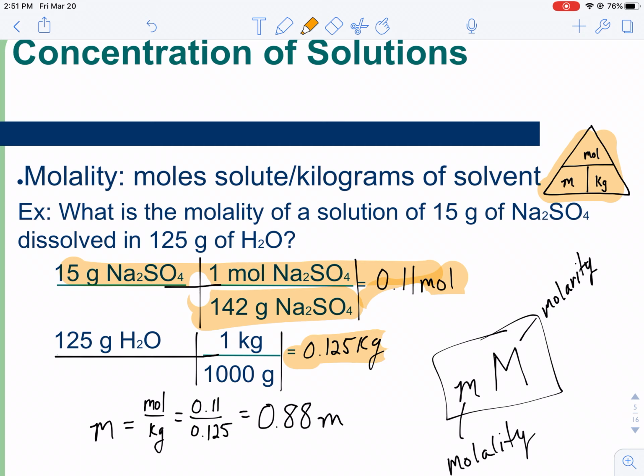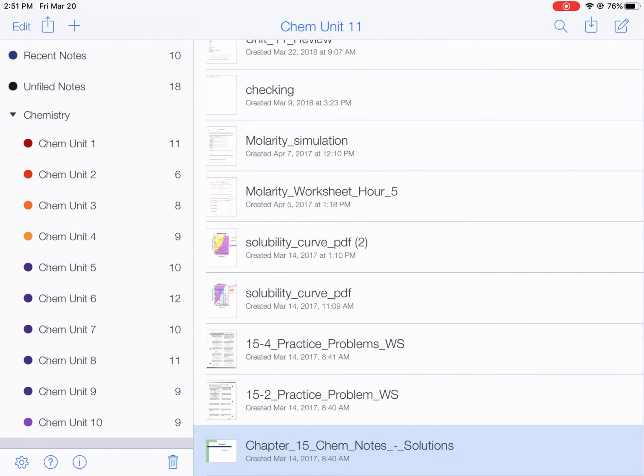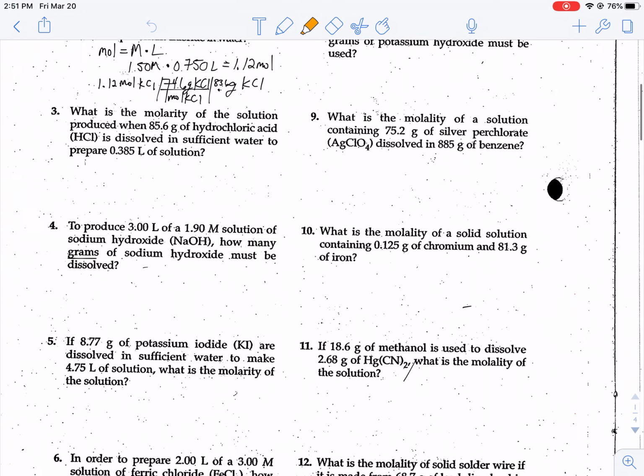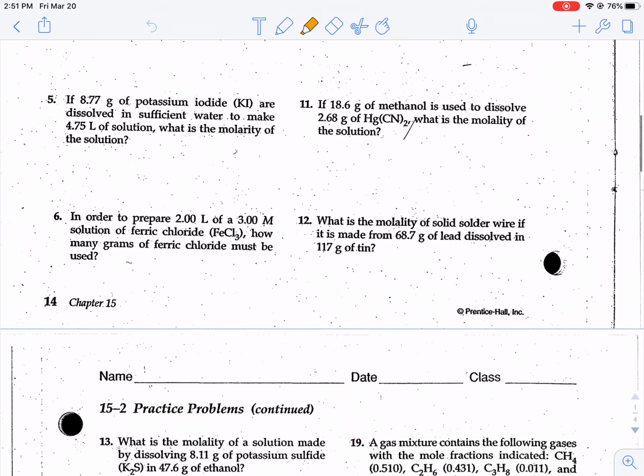One thing to note is that when I'm talking about molarity and molality, molality utilizes the little m and molarity utilizes a capital M. Very subtle differences, but ones you're going to have to know and recognize in the near future. Let's go ahead and go back to our 15.2 worksheet, and let's take a look at problem number 9.